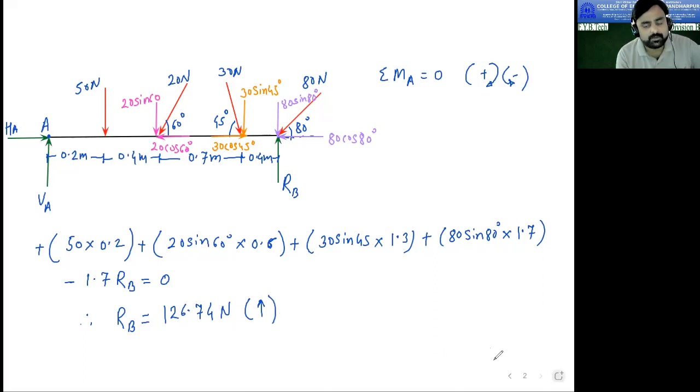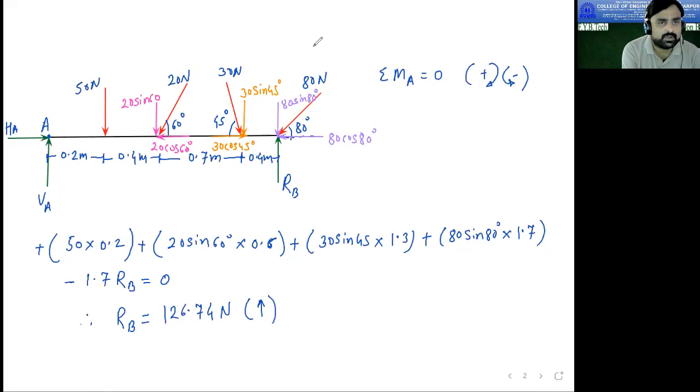So now apply summation Fy equal to 0. Upward forces plus, downward forces minus. Here you can see VA is moving up, so plus VA. The 50 Newton is moving down, minus 50. Then this 20 sine 60 is also minus. Then this 30 sine 45 is also minus. And then this 80 sine 80 is also minus.